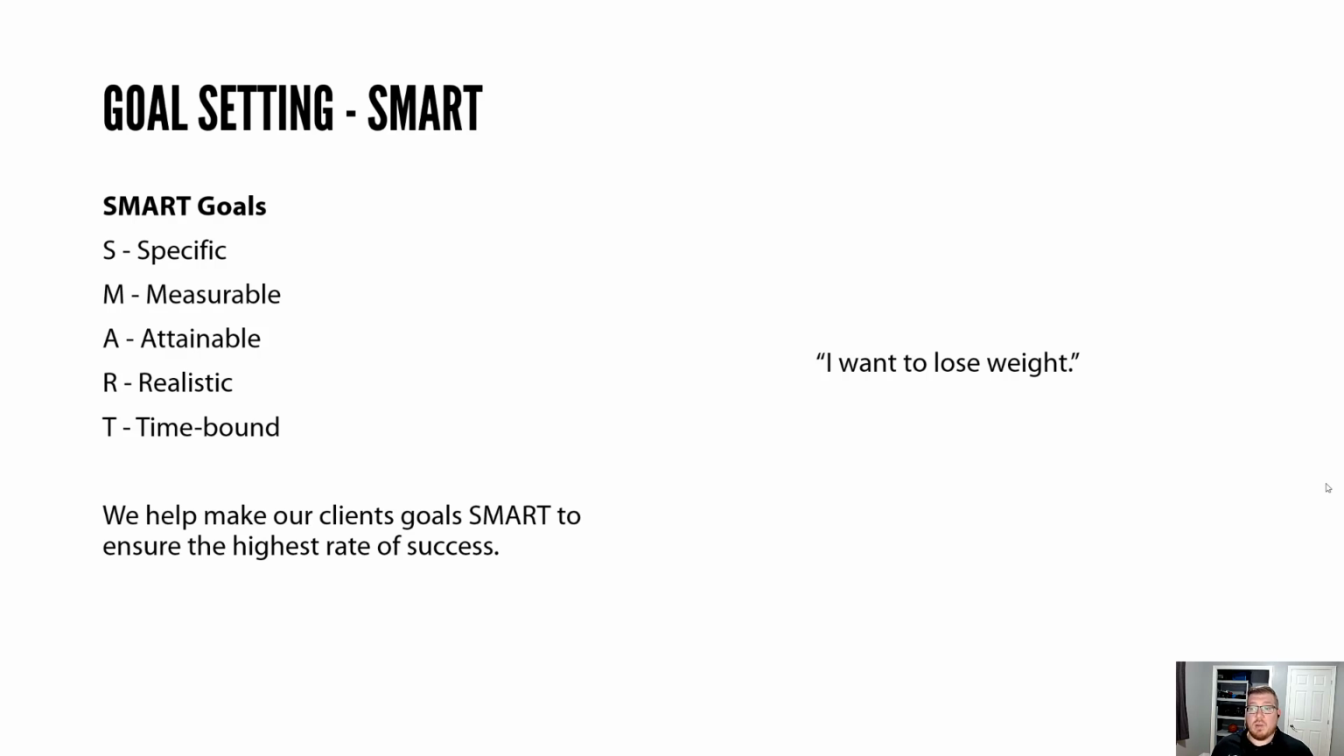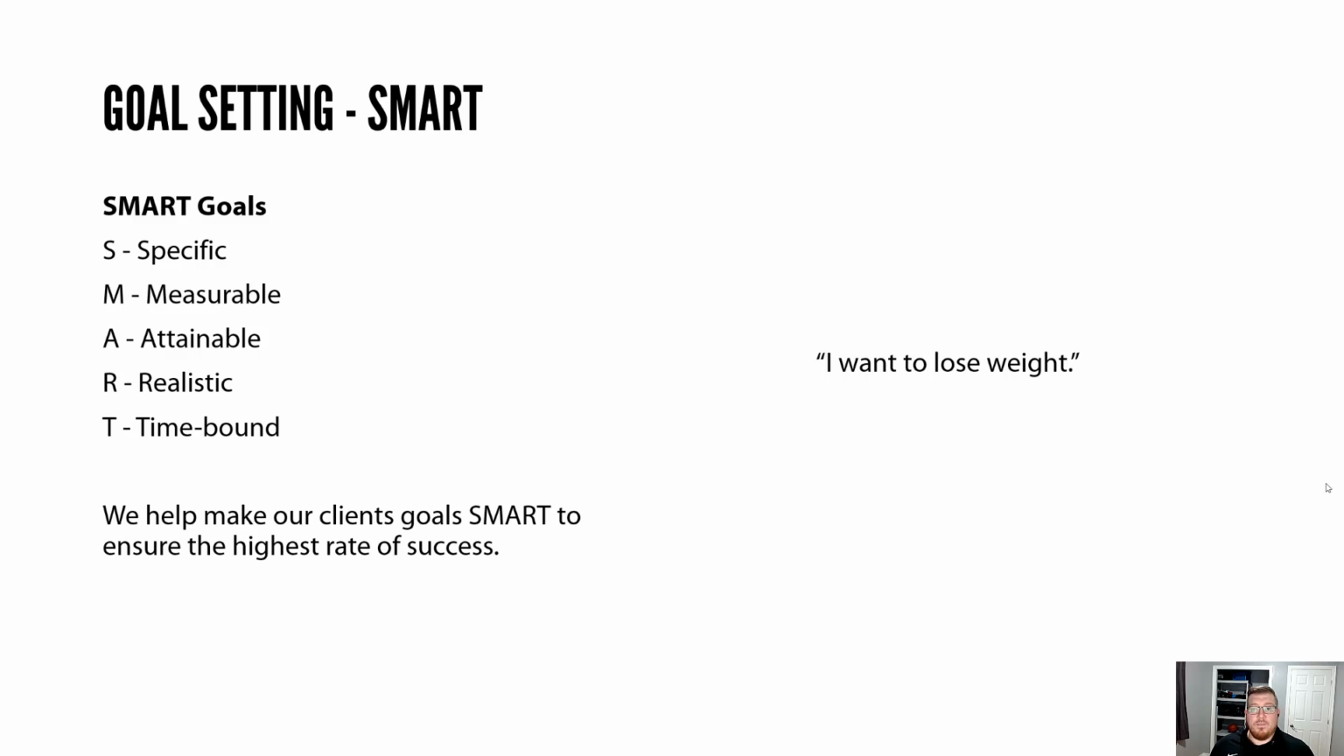So we might ask them why they want to lose weight, and they might say, oh, I have a trip coming up, or I'm getting married, or whatever it is. Then we're going to make it very specific. So how much weight do they want to lose? So for instance, our goal might be, instead of just to lose weight, we want to lose 15 pounds. So it's a specific goal, 15 pounds lost.